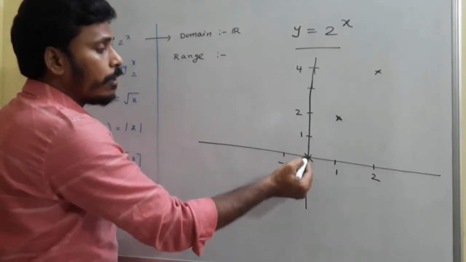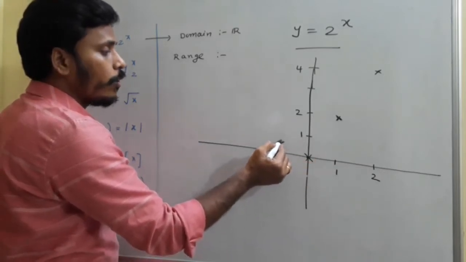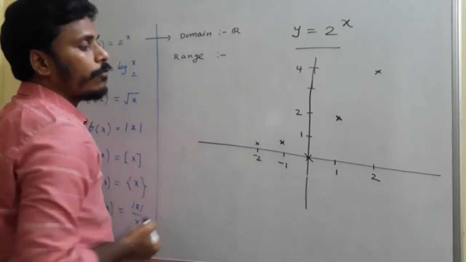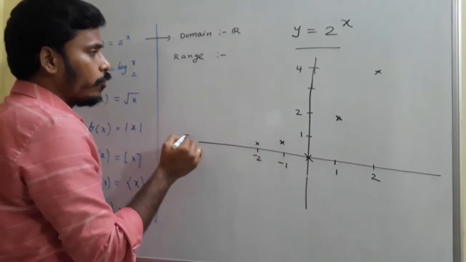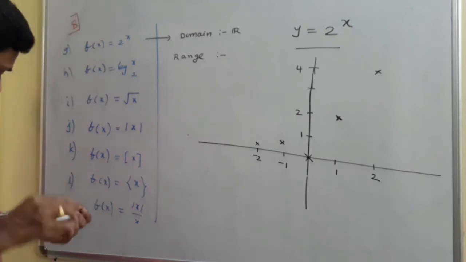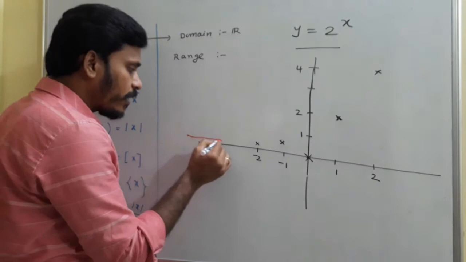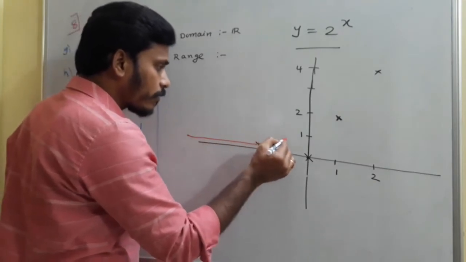1 by 2 is a number which is in between 0 and 1, somewhere you will get here. And if you replace with minus 2, you will get 1 by 4. Like that if you continue, the graph of y is equals to 2 power x, if we join all these points, you will get the graph like this.